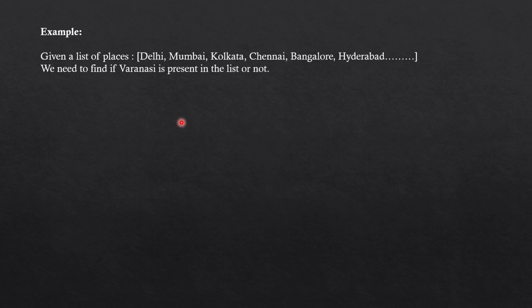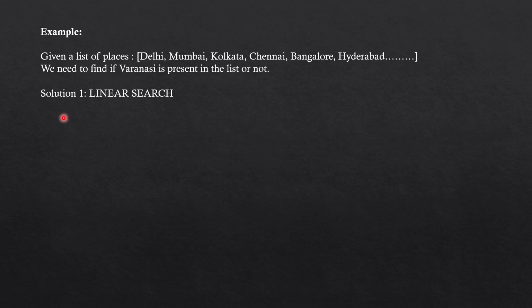So let's take an example to understand it better. You have been given a list of places: Delhi, Mumbai, Kolkata, Chennai, Bangalore, Hyderabad, and we need to find if Varanasi is present in this list or not. So what are our options to find whether Varanasi is present in this list or not?